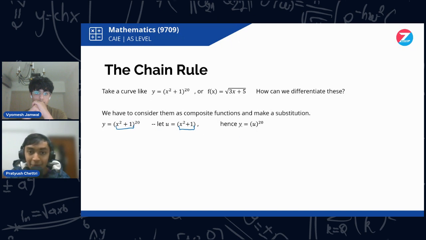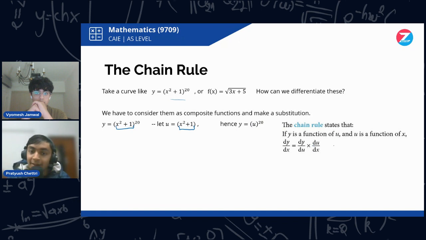And so hence y is equal to u to the power 20, which is the same as our original. It's just we have a u in there. What the chain rule tells us is that dy/dx is the same as the rate of change of y with respect to u, dy/du, times du/dx. The way this works is you can just think of it as a fraction. When you're multiplying, the top and bottom cancel. So you just get dy/dx. That's essentially how it works.